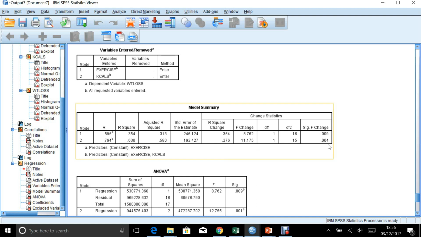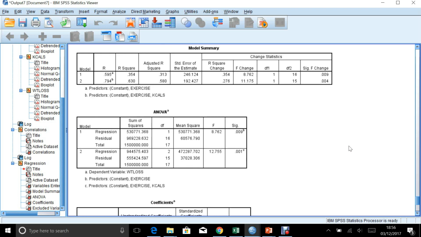And SPSS is telling us that entering food intake into the regression is actually improving our ability to predict weight loss. If we look at the ANOVA table, it tells us that both our models are significant, so we would report those in the standard way that we report ANOVA. So F, then the degrees of freedom, which will be 1 and 17. We report the 1 and 17, the regression and the total degrees of freedom. Our F value, and then our P value, which is less than 0.05.